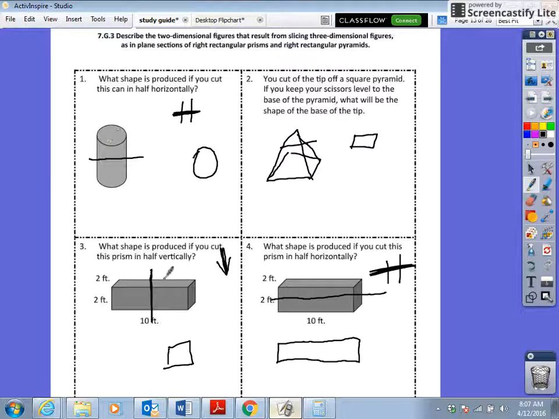Just draw on the figure, and if you can't draw on the figure, draw the figure on your own piece of paper and then draw your lines. Just remember horizontal and vertical. Vertical looks like an arrow, horizontal, the line goes side to side.